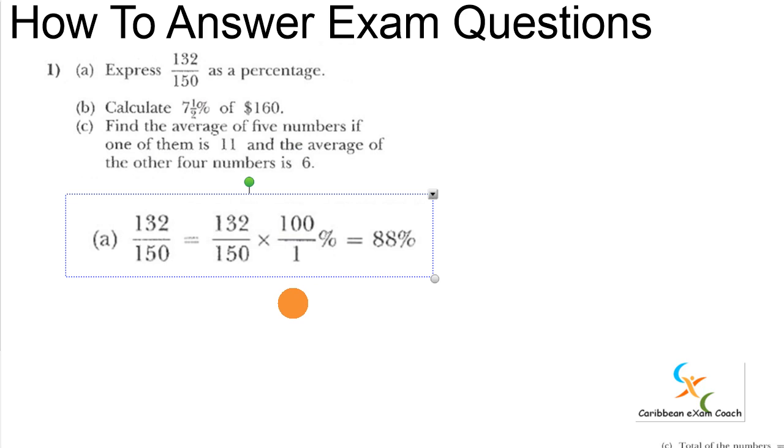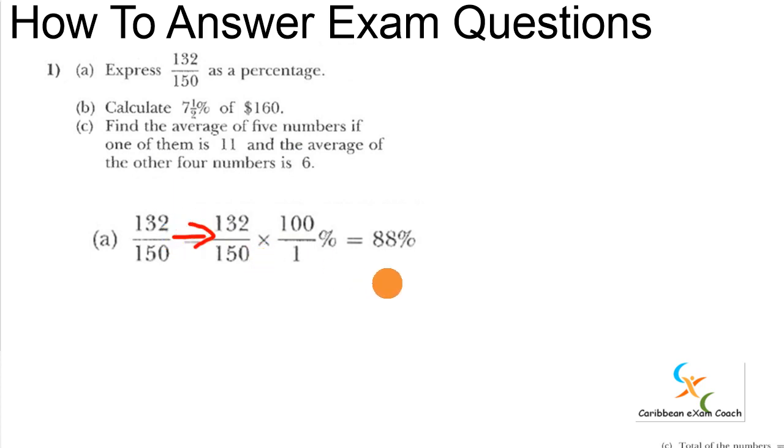Now, this is how the CSEC examiners would want you to express the solution to that problem. 1/32 over 150 will be equal to 1/32 over 150 multiplied by 100 over 1, which is 100%. You are showing the CSEC examiners clearly how you move from this to that. And the calculation you get is 88%. So you are showing the examiners clearly how you arrive at your solution. Okay, so that's how you answer that type of question. Let's look at the other part.